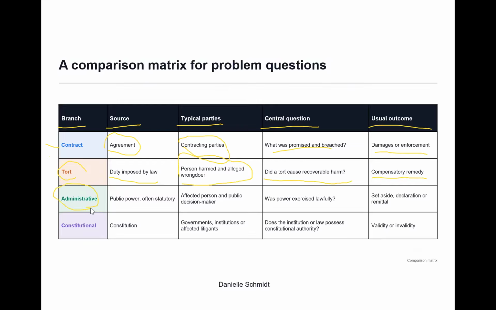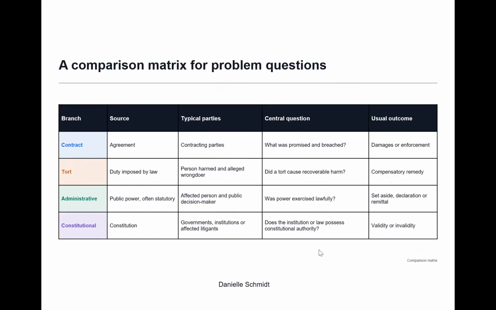Then we are moving into our public law, which is the administrative law. Public power, often statutory. We are looking for an affected person and public decision maker. And the real question is, was the power exercised lawfully? The decision may be set aside, there may be a declaration or a remittal. Then we've got another type of public law, which is constitutional law. Here, the question will impact or surround the Constitution. We are looking for governments, institutions, or affected litigants. And does the institution or law possess constitutional authority? Is it valid or invalid?